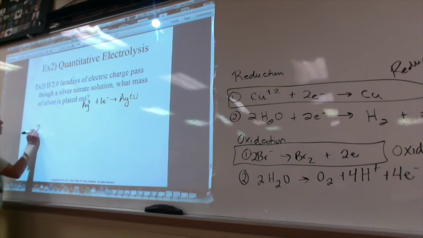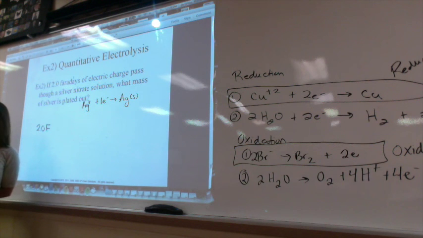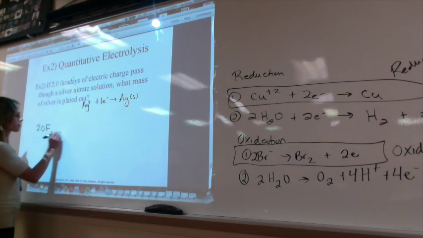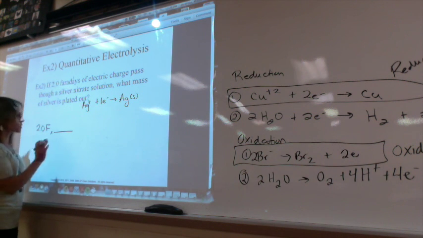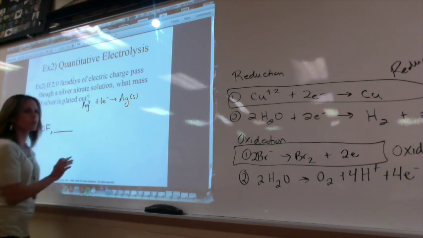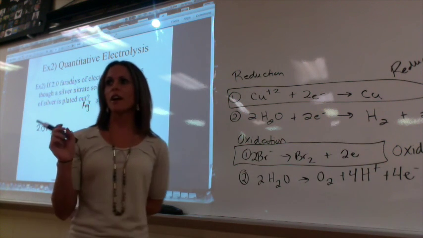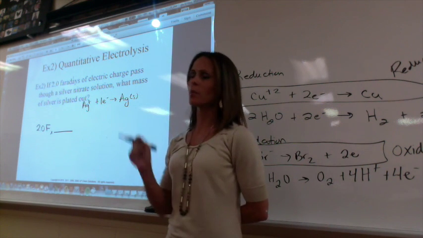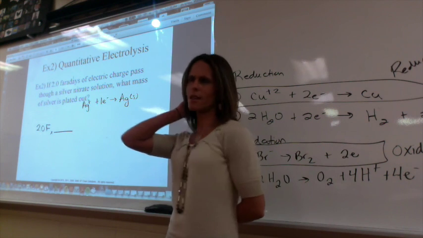So watch. What is a Faraday? Yeah, but I can't use Faradays. I can just use moles of electrons or coulombs. So Faraday's constant is 96,485 coulombs per mole of electrons. So wait a second. I want you to convert the word Faraday to coulombs per mole of electron.